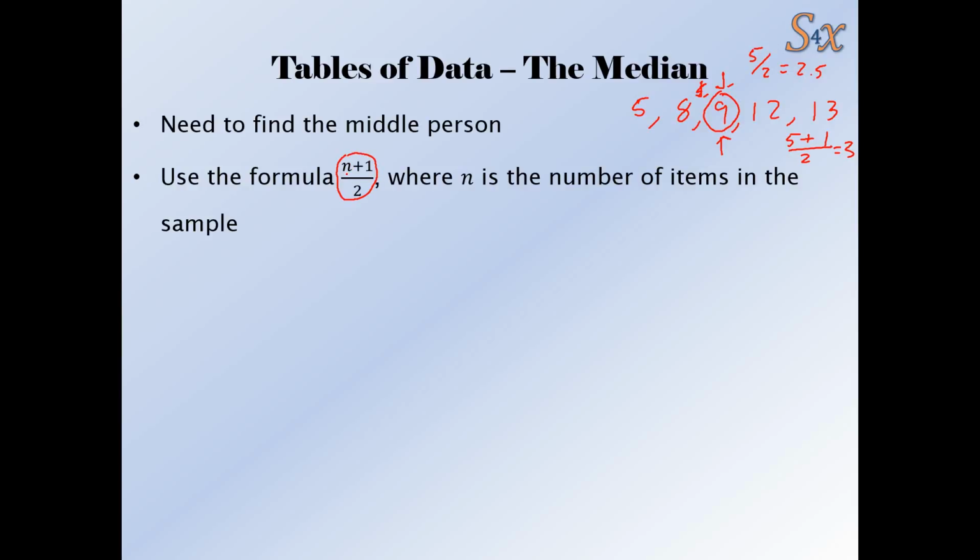Now that could mean I get something with 0.5 as a number. That's fine. Say I had 4 pieces of data. The middle point is actually between those two, isn't it? It's between the 4 and the 7. And that's okay. So it would be the 2.5 person who's in the middle. That's fine. We can deal with that. But use this formula to figure out where the middle person is. It's not as easy as just dividing by 2. We need to add 1 and then divide by 2.